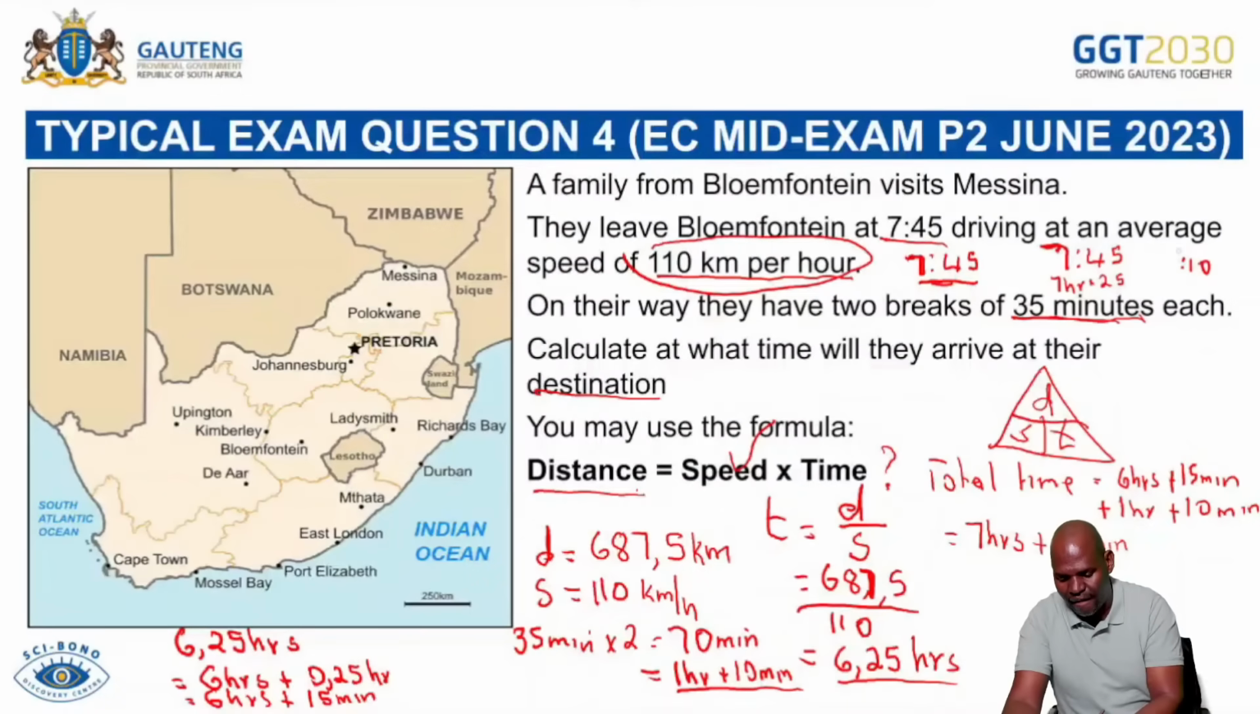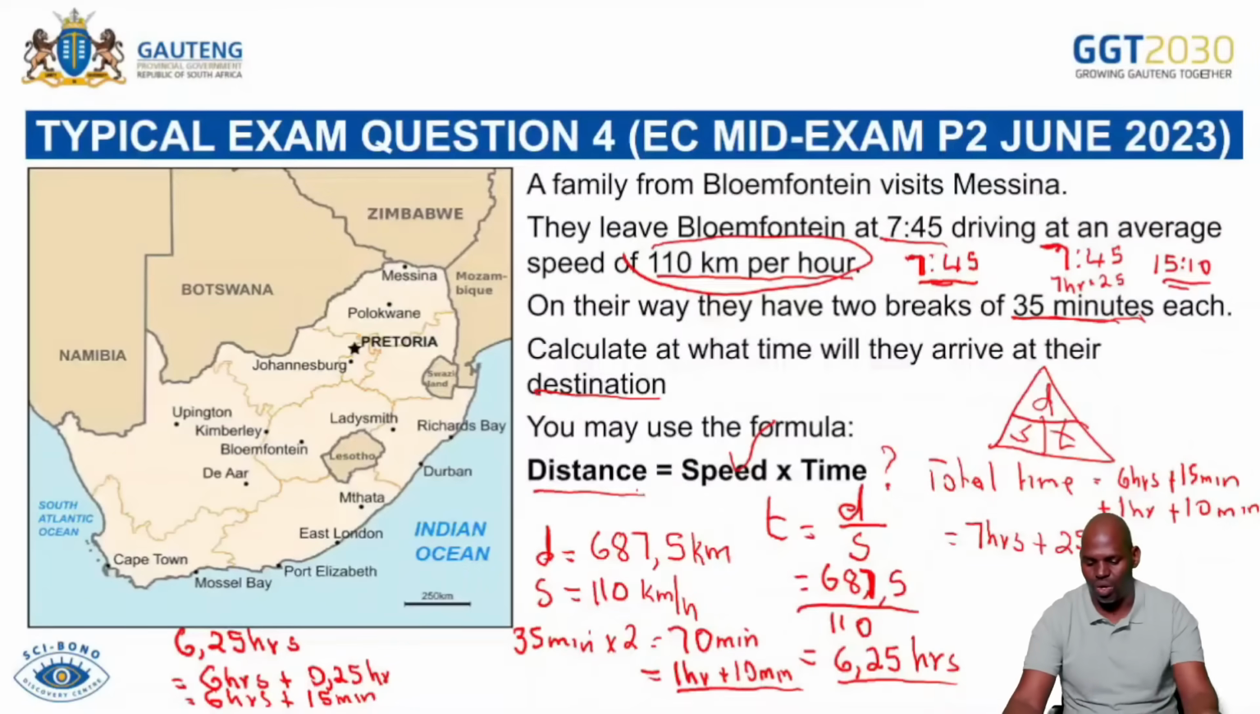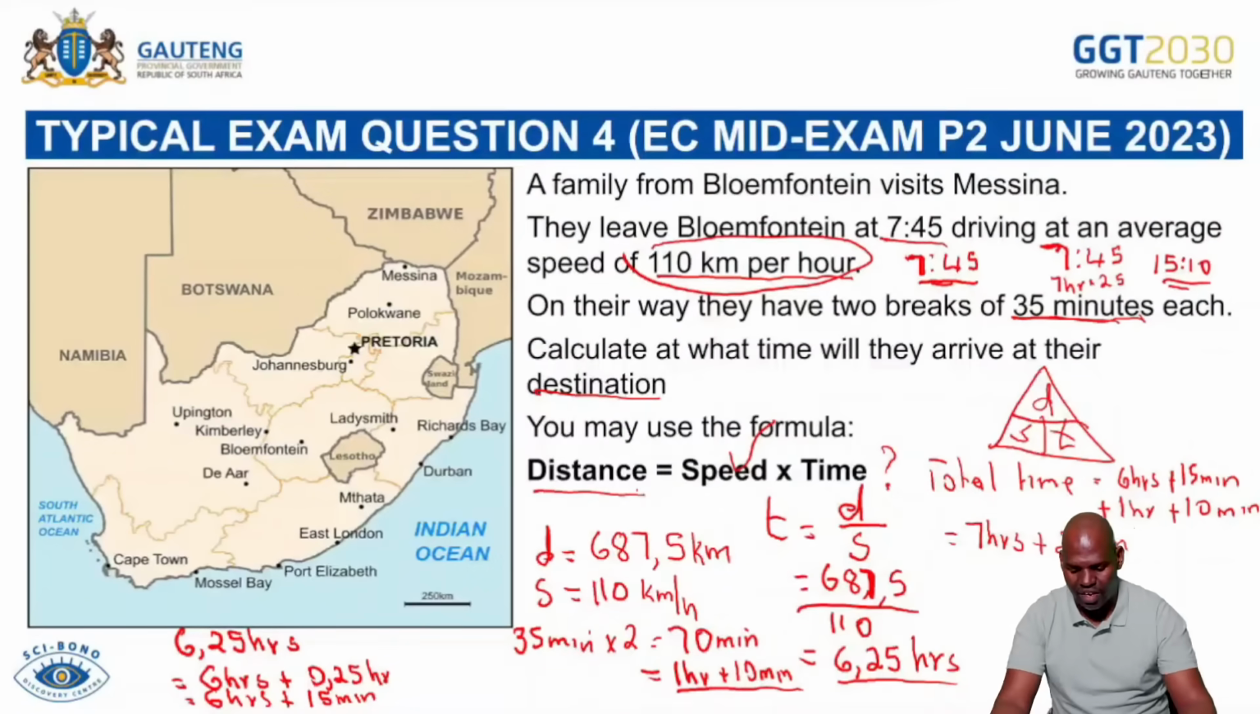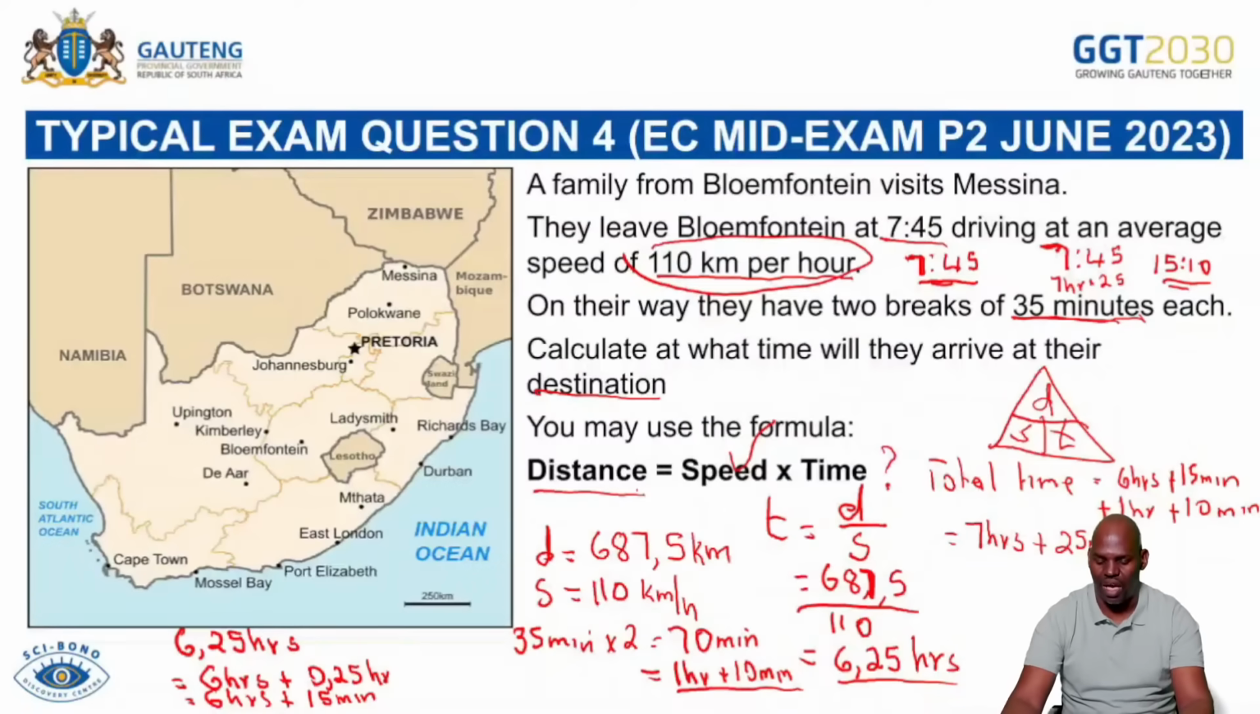And then the 1 hour, the 60 minutes will now be 7 plus 7, which is going to be 14. And then 14 plus 1 is 15. So they are going to arrive at 15:30. So from 7:45, I add 7 hours 25 minutes, and then it means they are going to arrive at 15:30. That is 10 minutes past 3 in the afternoon, if they take 7 hours and 25 minutes.